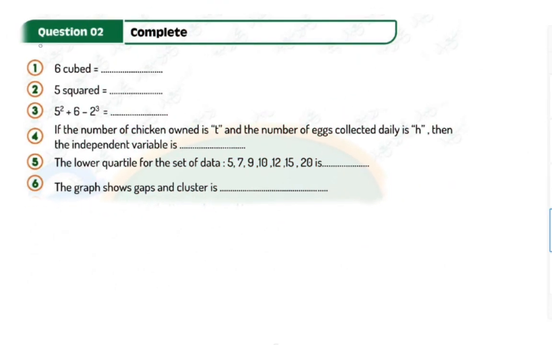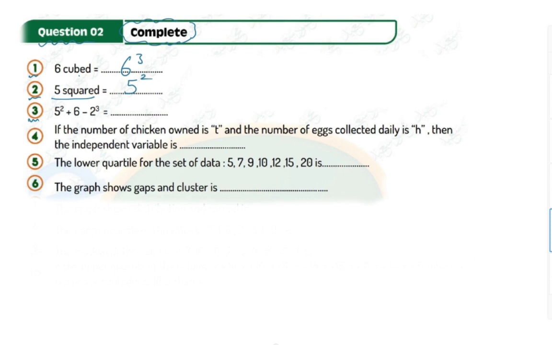Complete. Question number 2. Complete the following. Point number 1: 6 cubed. 6 to the power what? Cube means 3. So 6 to the power 3. 5 squared, 5 to the power 2. Okay, that's easy. But here we have question number 3: 5 squared plus 6 minus 2 cubed.